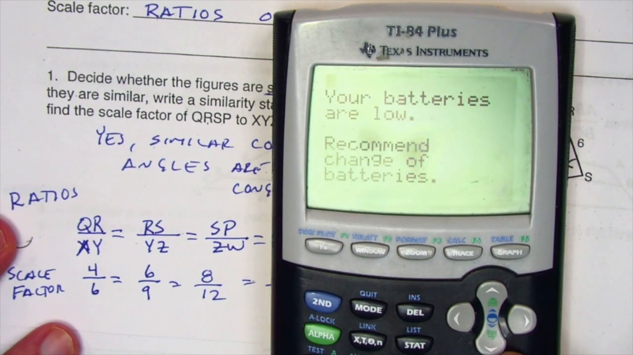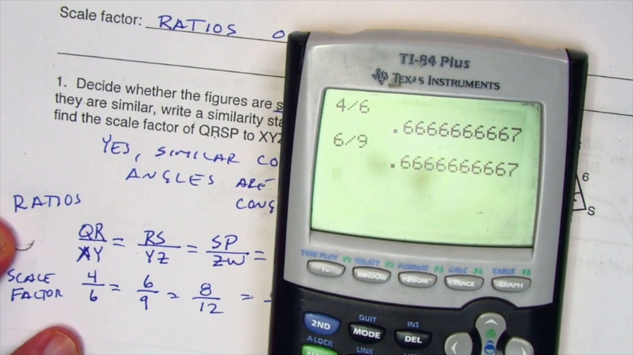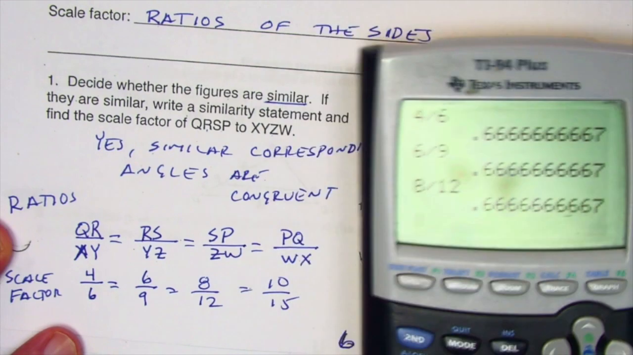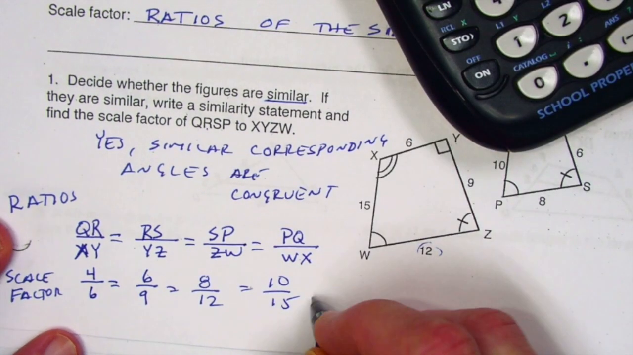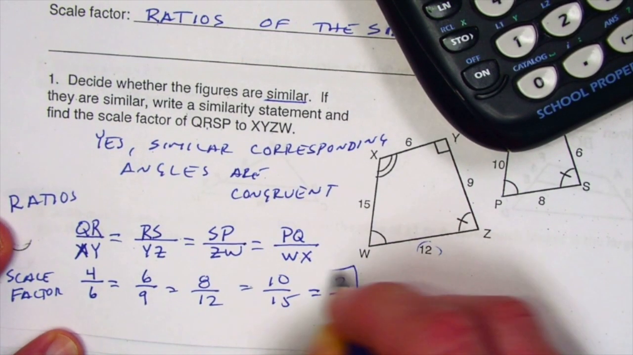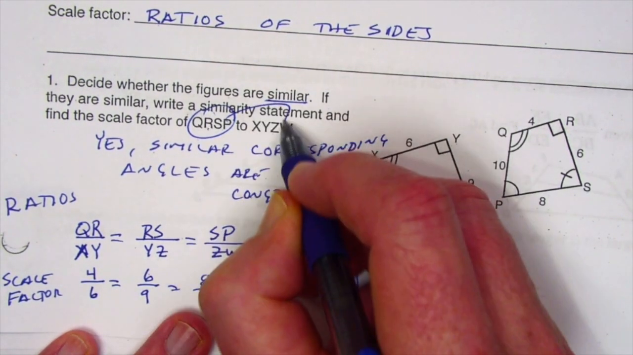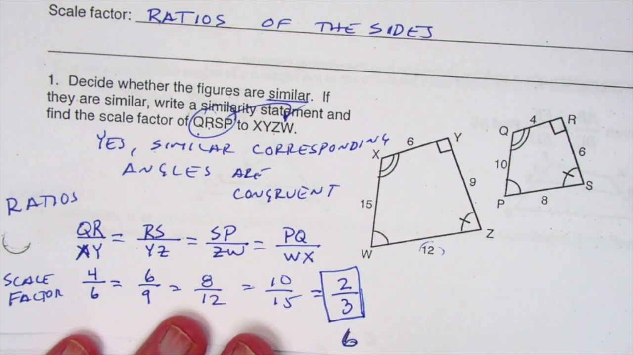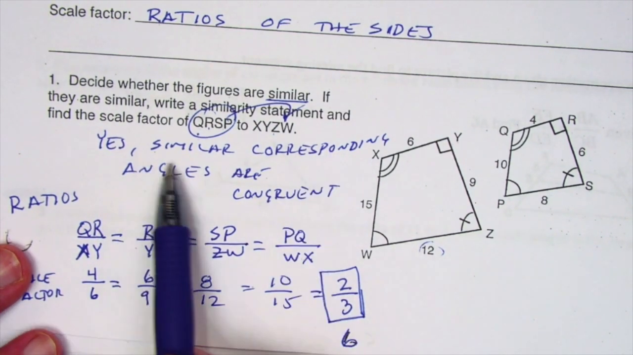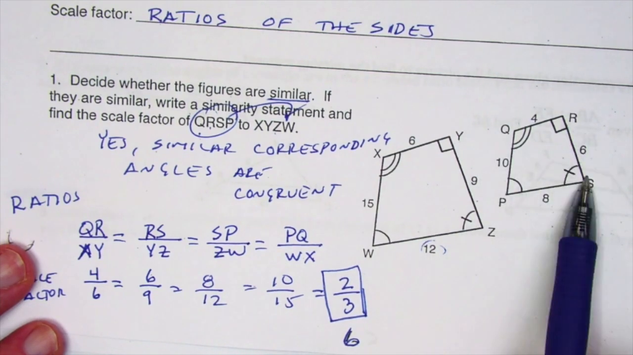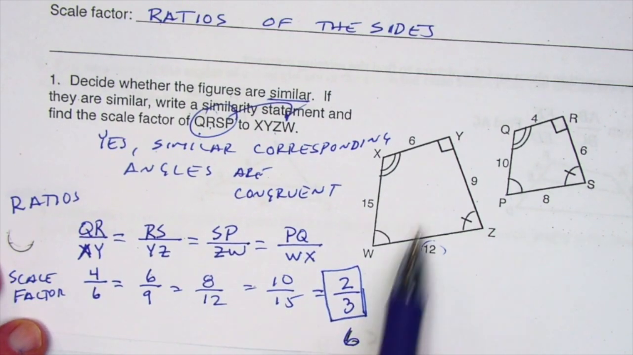So I'm going to do each of those. If I do 4 divided by 6, I get that. 6 divided by 9. Wow, they're all the same, aren't they? Yeah. 10 divided by 15. Each of those reduces to 2/3. So we would say our scale factor from this one to this one, we always do the first one to the second one. So we set it up, we said they were similar because the corresponding angles were congruent. Once you do that, we could write out our ratios. From there, we found our scale factor by just plugging those in.